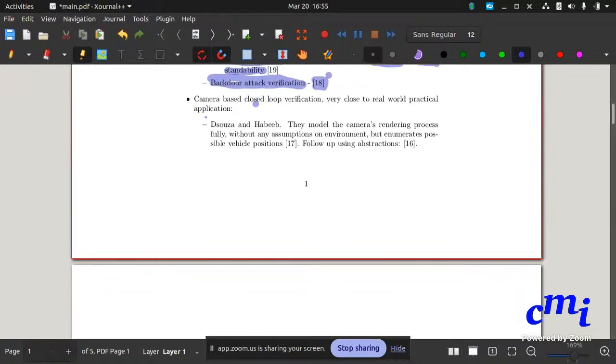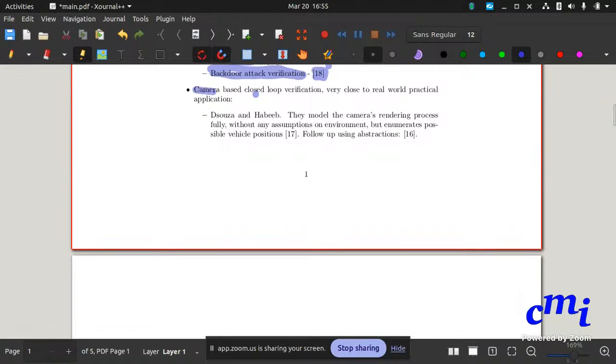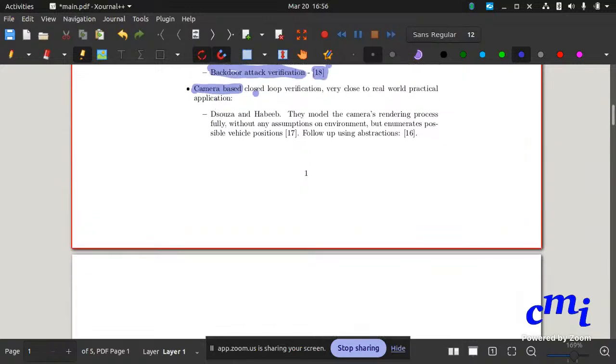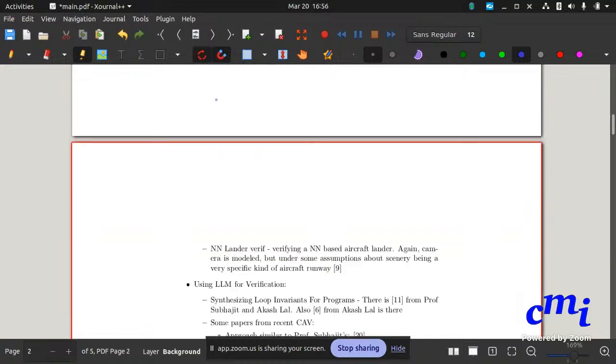There is a very interesting set of works which looks at camera-based autonomous vehicles and how one can verify neural networks in these autonomous vehicles. They do various kinds of simplifications because it's a very hard problem, as you can imagine. But they're like, okay, here is a car in an environment. Can you make sure that this will never collide? So that's very interesting.